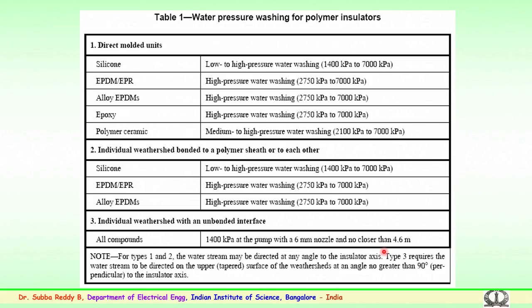For type 1 and 2, that is direct molded units and individual weather sheds bonded to a polymer sheath, the water stream may be directed at any angle to the insulator axis. In case of the third, an individual weather shed with an unbonded interface, it requires the water stream to be directed on the upper or an angular surface of the weather shed, which is at an angle greater than 90 degrees to the insulator axis. So, these are the guidelines given for washing polymer insulators in the substations or in the transmission systems.